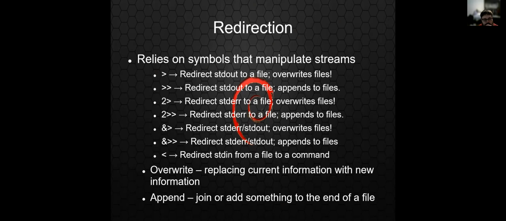We have the greater than symbol that redirects standard output to a file, but it overwrites the file, which means, let's say I issue ls, which lists contents of the home directory, and I redirect it with one greater than symbol to a file name. If the file does not exist, it creates the file with the output of the ls command. If the file does exist, it'll overwrite whatever is there and put in the new contents, which again would be the contents of the directory where I issued ls.